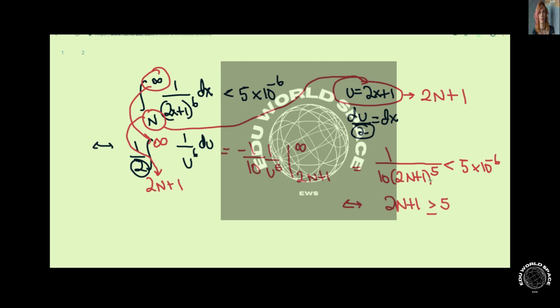At this point, you can multiply the 10 to the other side. When you do that, you'll get 5 times 10 to the minus 5. Then raise both sides to the 1/5 power and simplify. In any case, with this inequality, we have n to be at least 2.